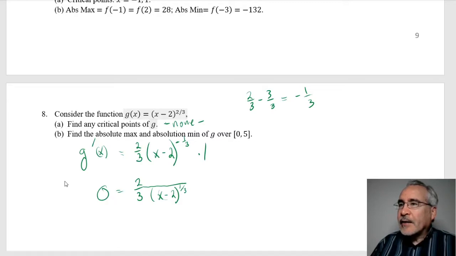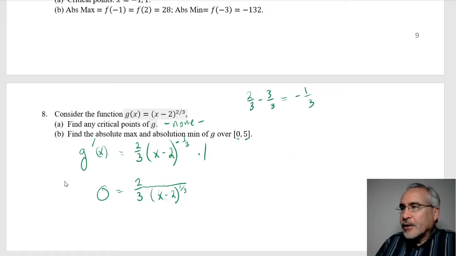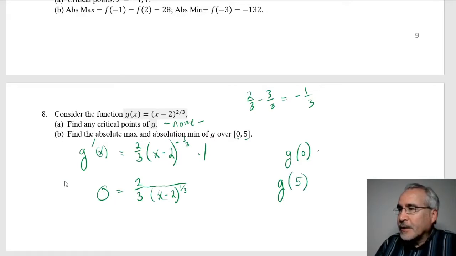And then the absolute max and min over this interval from 0 to 5. Since there are no critical points, we could graph this to see what it looks like. But where things are probably going to occur is at the endpoints. So we look at the function at 0, and notice this is not the derivative, it's the function value. So we go back to the very original. We go 0 minus 2 to the 2/3, and 5 minus 2 to the 2/3.